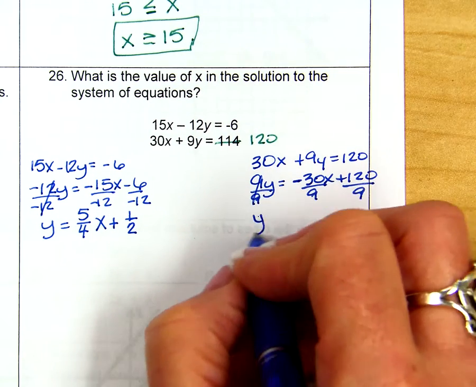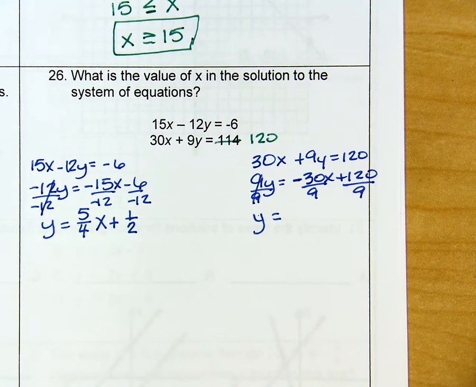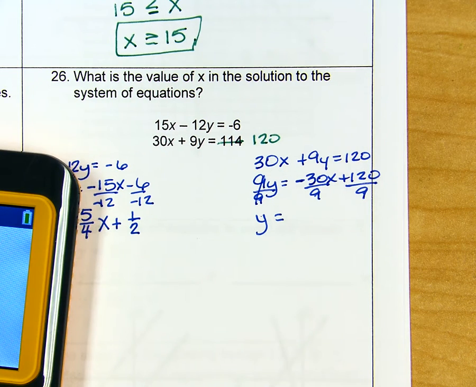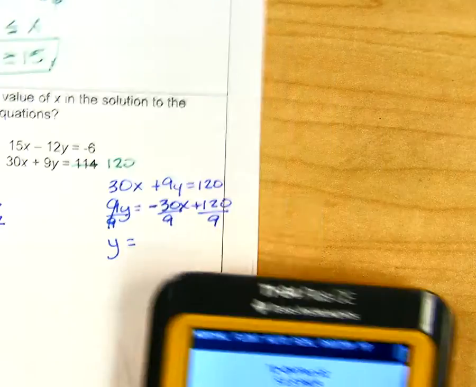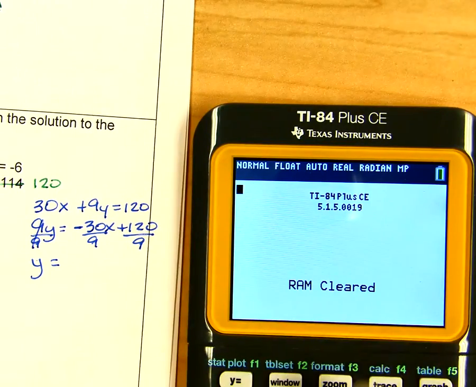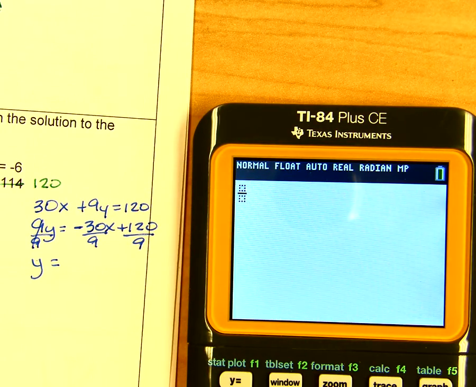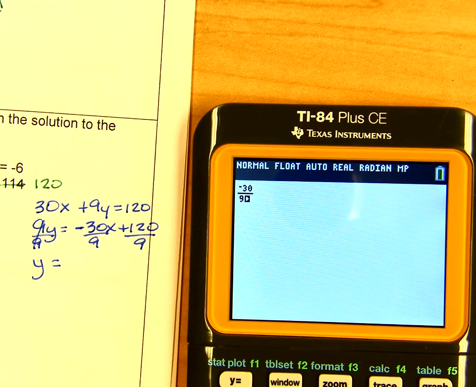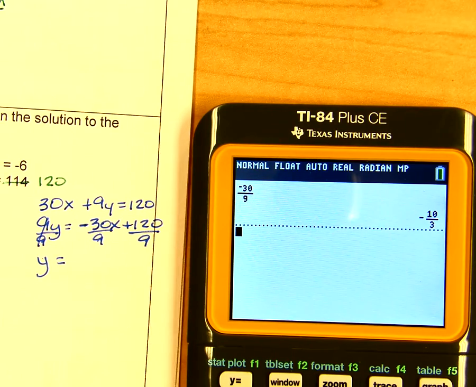And in order to simplify these fractions, I suggest that you use alpha y equals in your calculator. So we have -30 being divided by 9. You can do alpha y equals and put that in there. So if we did that, let me get this on this side. So here we do alpha y equals, choose that first one, we do negative 30 over 9, and we end up with negative 10 thirds.